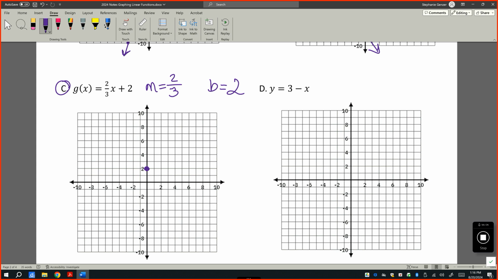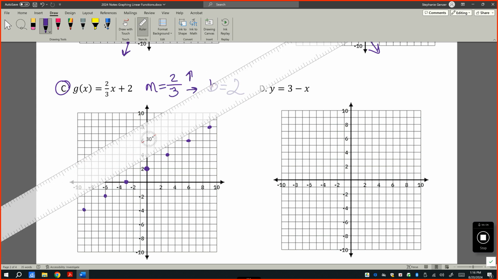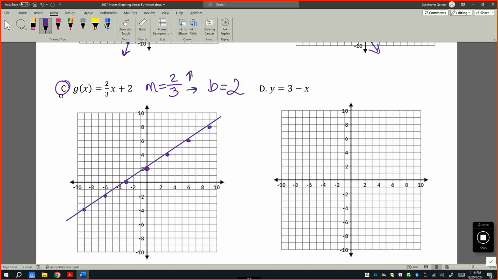We go up 2 and right 3. So our line should increase from left to right. So up 2, right 1, 2, 3. And I saw perfect 1, 2, 3 lines. Down 2, 1, 2, 3. Good job. Make my line. Well, that wasn't perfect, but it's all right. Basic slope-intercept form. We good? Any questions before we move on?